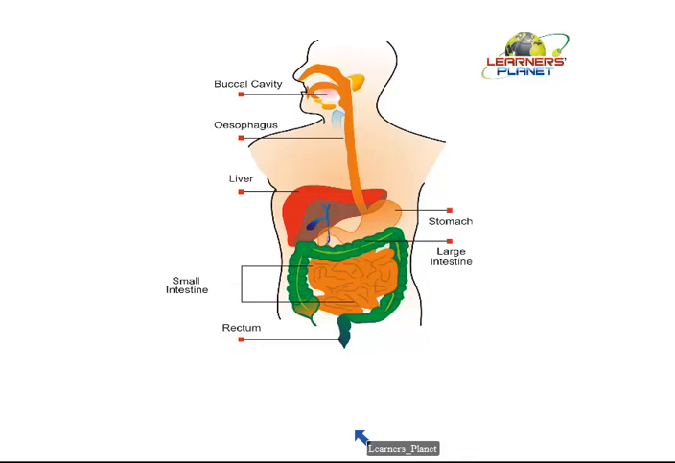So you can see, although it is the same digestive system, it is comprised of different parts, and each part has a particular function. Thus they follow the property of division of labor. So this is all about this topic.